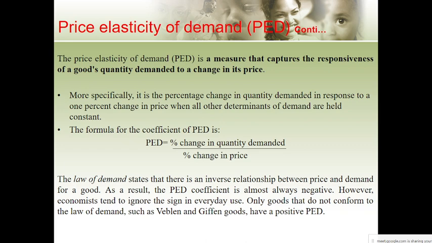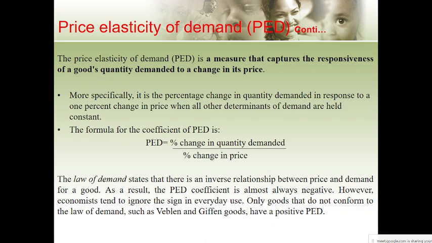So economists tend to ignore the sign in everyday use. Only goods that do not conform to the law of demand, such as Veblen and Giffen goods, have a positive PED. Although you can ignore these examples, you have to keep in mind that we have an inverse relationship between price and the demand. Okay, so PED is equal to percentage change in the quantity demanded divided by percentage change in the price.